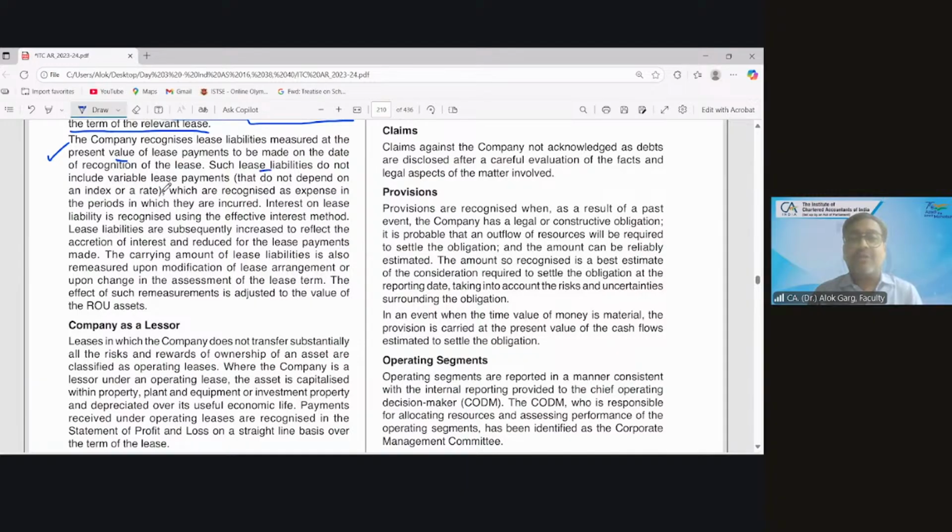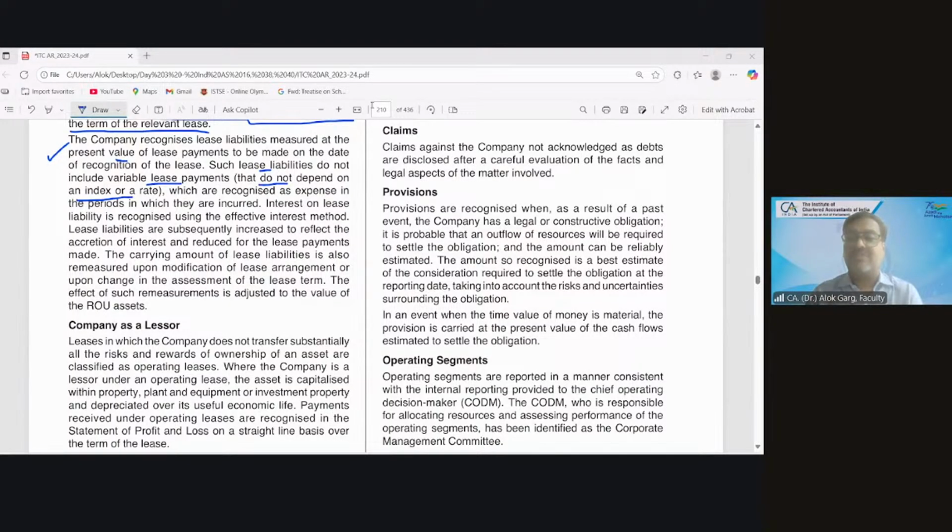Such lease liability does not include variable lease payments that do not depend on an index or a rate. Sanjay, which variable lease payment is it talking about here? Which lease payments will not be included in the lease payment consideration? Those other than dependent upon an index or rate. For example, variable lease payments depending on the turnover, or depending on the volume of production.